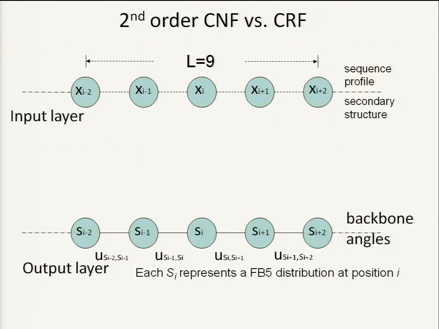So now I'm going to talk a little bit more about this CNF model. For a given input sequence, sequence profile, and secondary structure information, we have input features with a window size of 9. We want to predict the backbone angles. Each Yi here represents an FB5 distribution at position i. So for each Yi, we use a window of 9 input sequence features.